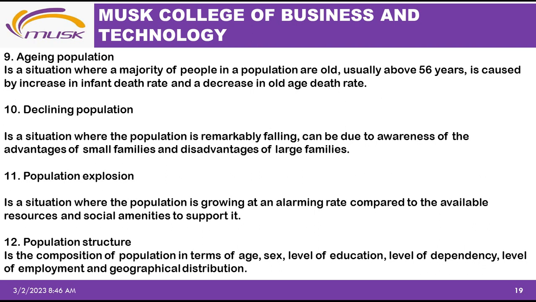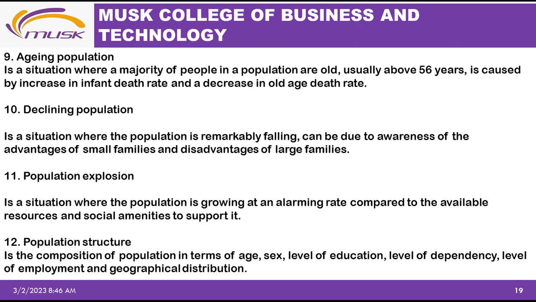Then we have the aging population. So simply the majority of the people in this kind of age bracket are elderly, and we can look at numbers over 55 years, 60 years, and so on. And then we have the declining population, a situation where the population is remarkably falling, and it can be due to awareness of the advantages of a small population. So we can have the family size going down, the numbers declining.